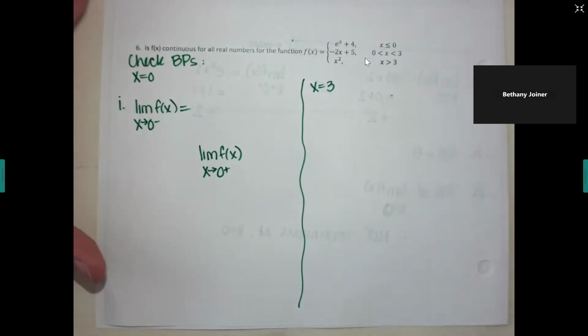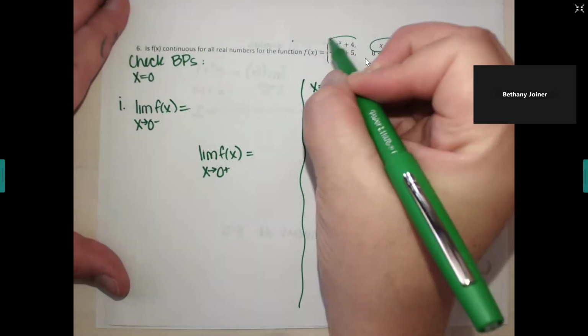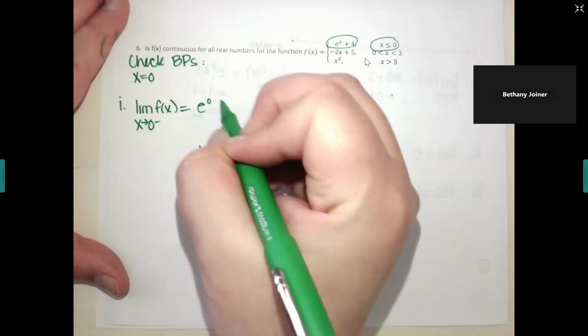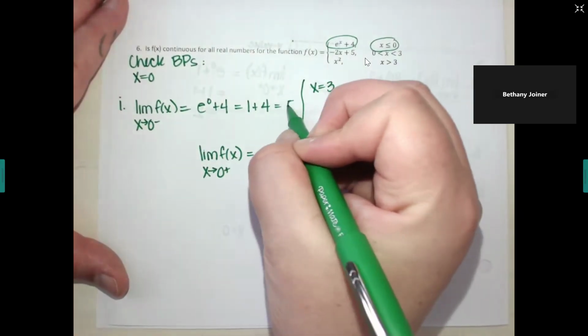Okay, which piece of the piecewise will we plug into for a left-sided limit for 0? Top, middle, or bottom? Top. Okay, because that's where my less than is on 0. So it'd be e to the 0 plus 4, which is 1 plus 4, which is 5.